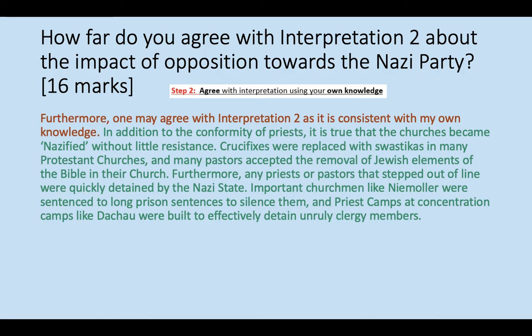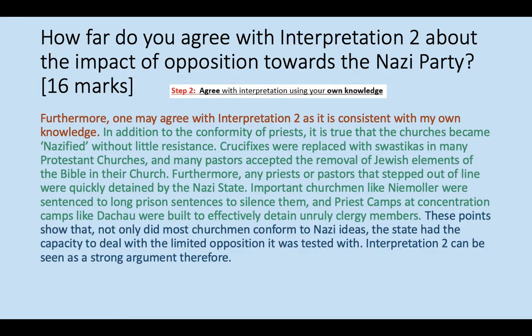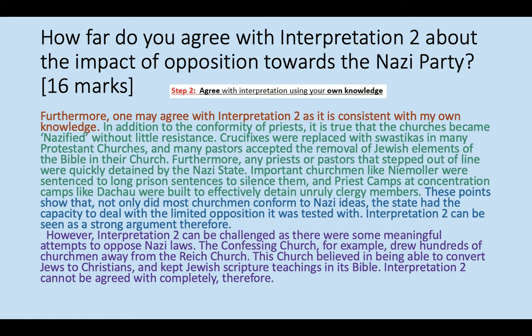Now let's analyse that, and in our analysis we can link this part to say that this is consistent with Kershaw's argument. So here we go. These points show that not only did most churchmen conform to Nazi ideas, the state had the capacity to deal with the limited opposition it was tested with. Interpretation 2 can be seen as a strong argument, therefore. So there we go. Now remember, if you're going for those really high grades, it's time now to put in a counter argument. So let's do that.